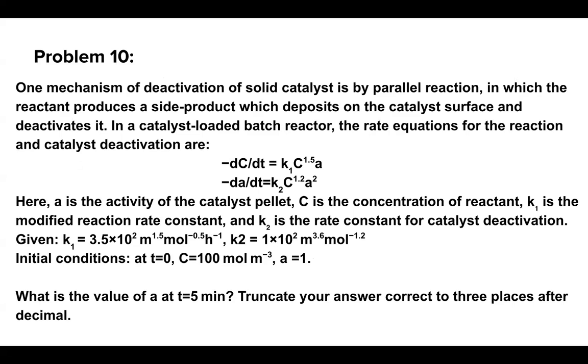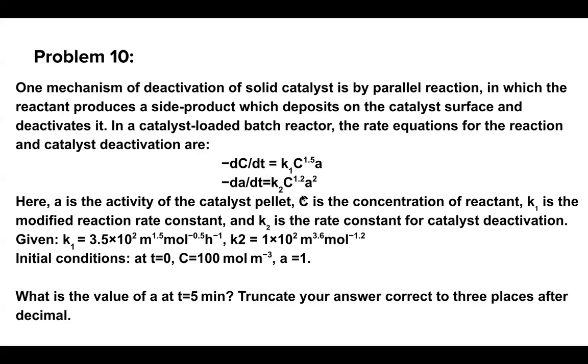Okay, now it's a long numerical question, but it's easy to solve. I'll just explain the question to you first. On the mechanism of deactivation of a solid catalyst by a parallel reaction, in which the reactant produces a single product which deposits on the catalyst surface and deactivates it. In a catalyst bed, there are rate equations of reaction and of catalyst deactivation. So basically, there are two equations, one corresponding to the concentration, and the other corresponding to the activity. A is the activity of the catalyst pellet, and C is the concentration of reactant.